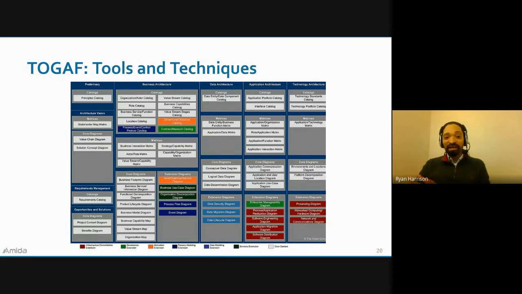TOGAF has a bunch of tools and techniques. If you can think of a diagram, there's a good chance that TOGAF has a formal description with an example of the diagram. And those diagrams cross all the different types of architecture, and they come in the forms of matrices, tables, and figures.